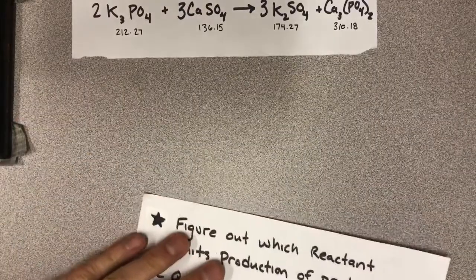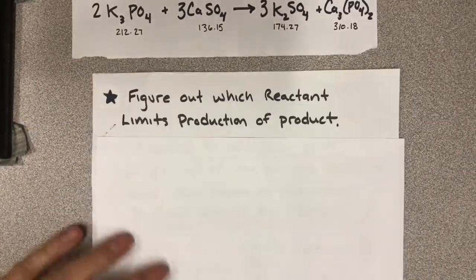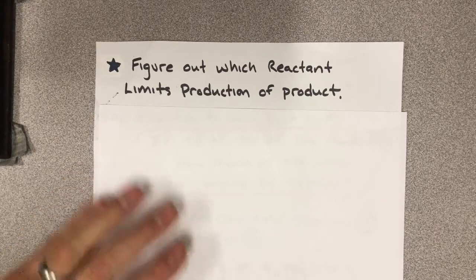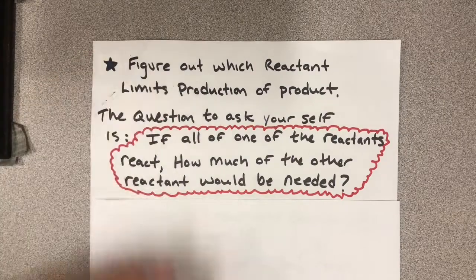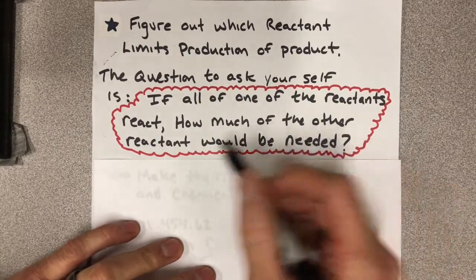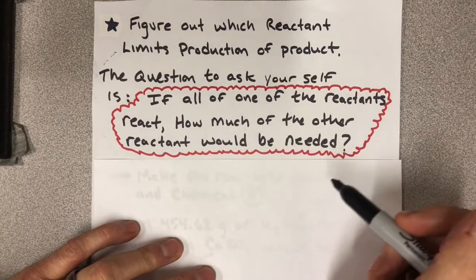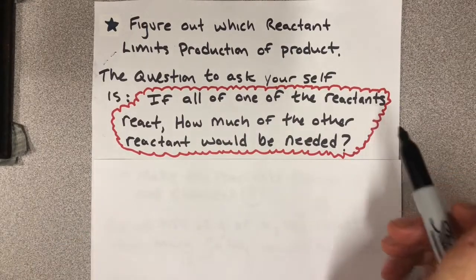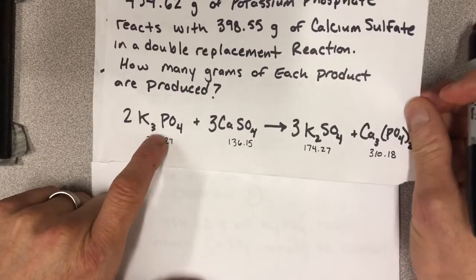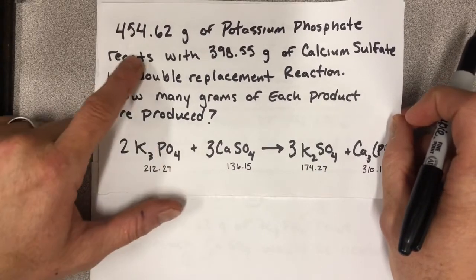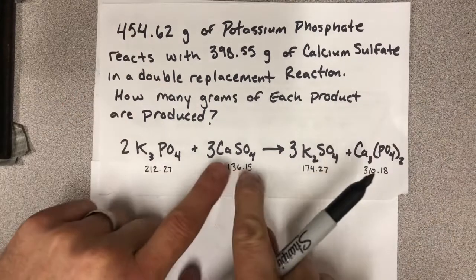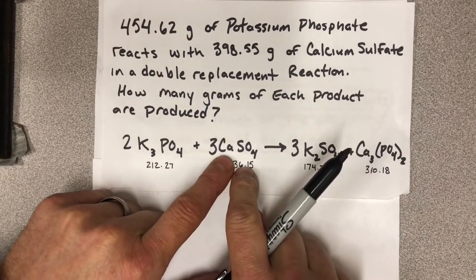So first step here is to figure out which of those reactants limits the production of the product. And here what you're really asking yourself is, if all of one of the reactants reacts, how much of the other reactant would be needed? For example, if we wanted to consume all of the potassium phosphate that we've been given in the problem, we want to make all 454.62 grams disappear, how much calcium sulfate would be required to make that happen?